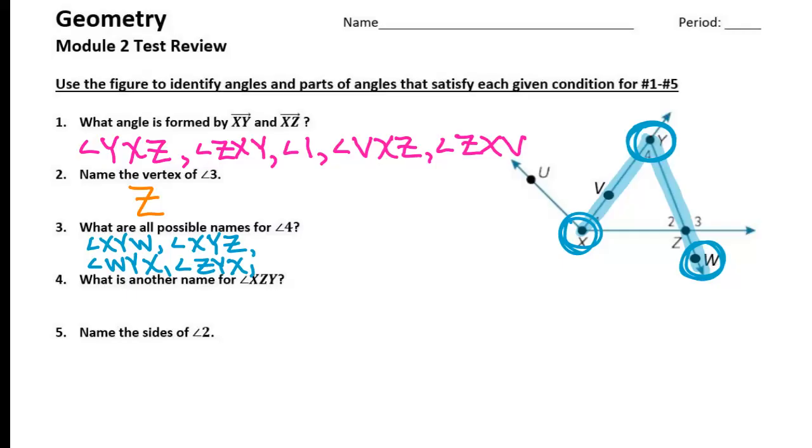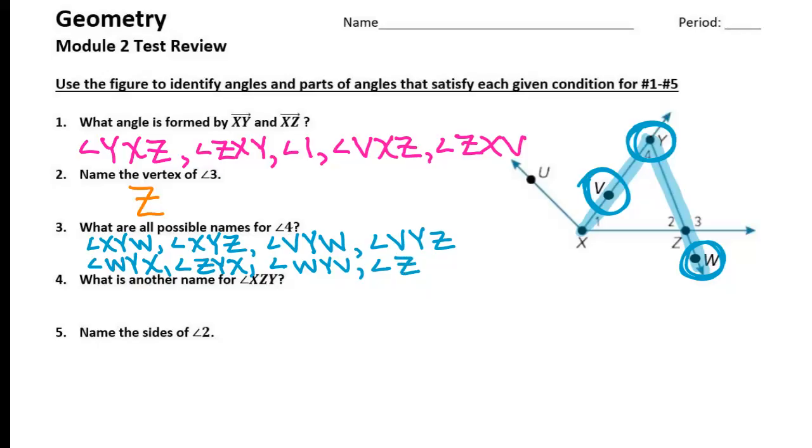Are there any other points other than X, Y, Z, and W on that angle? V is also on that angle. So we could do VYW, or we could do VYZ. And what could I do with both of those? I can flip the letters around. WYV or ZYV.